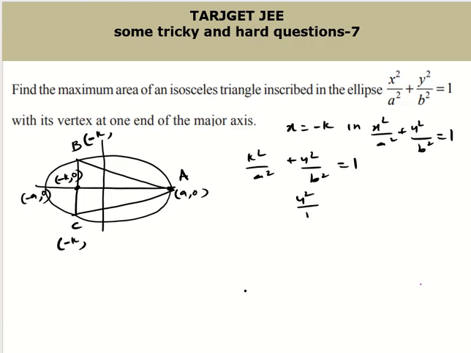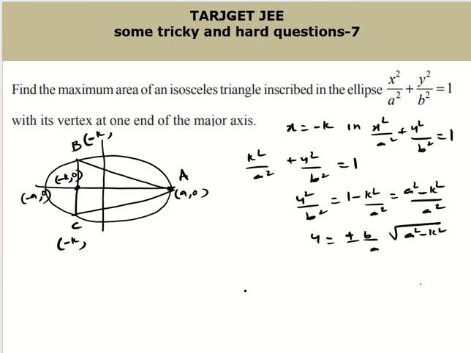So I get y square by b square is 1 minus k square by a square, which is a square minus k square divided by a square. So y is equal to plus or minus b by a into root of a square minus k square. B is going to have the coordinates minus k comma b by a into root of a square minus k square. C is going to have the coordinates minus k comma minus b by a into root of a square minus k square.